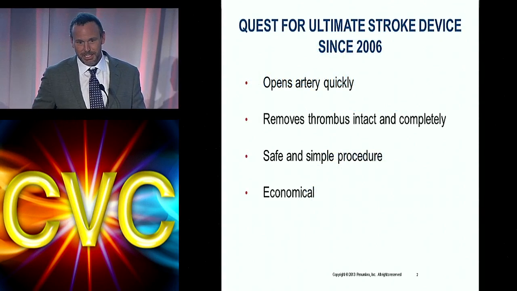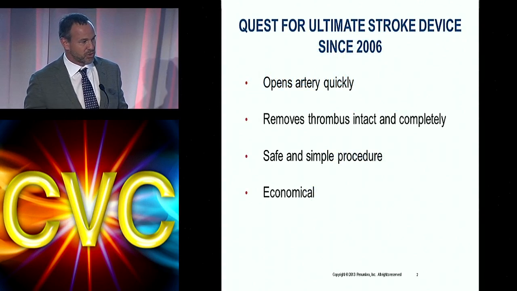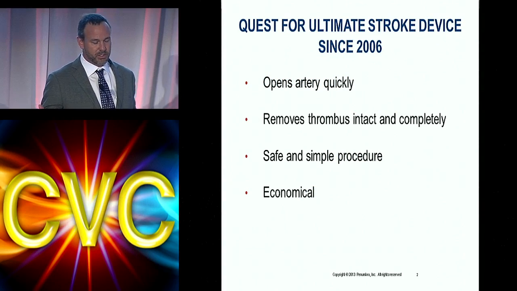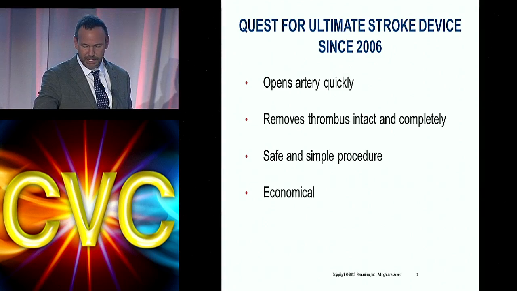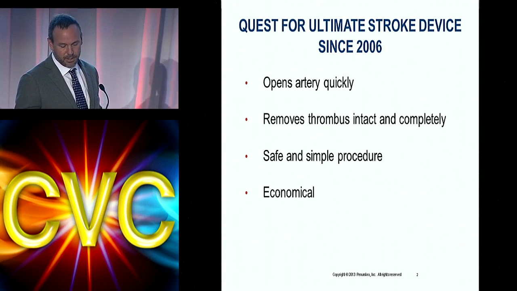So what's the quest for the ultimate stroke device? And this is really where Penumbra started off. It's to open up arteries quickly, remove the thrombus intact, make it a safe, simple procedure, and make it very economical.